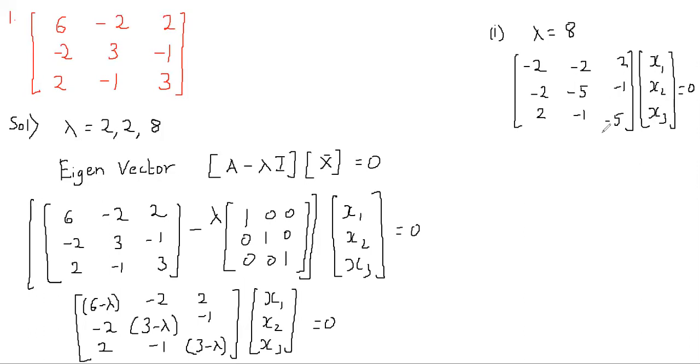So in this case, we have three equations. What is the first equation? That is minus 2 x1 minus 2 x2 minus 2 x3. So that will be the first equation.